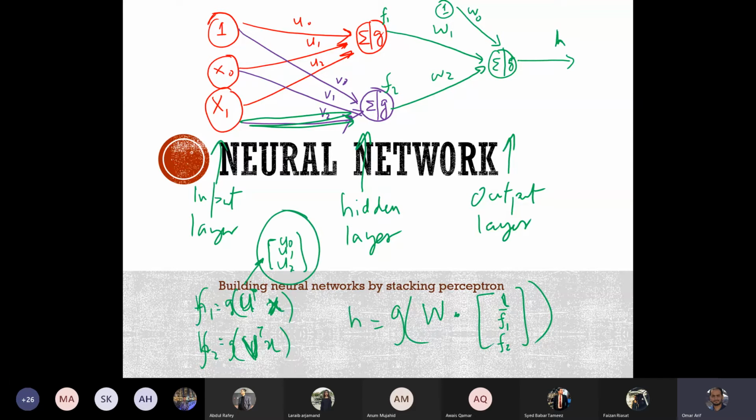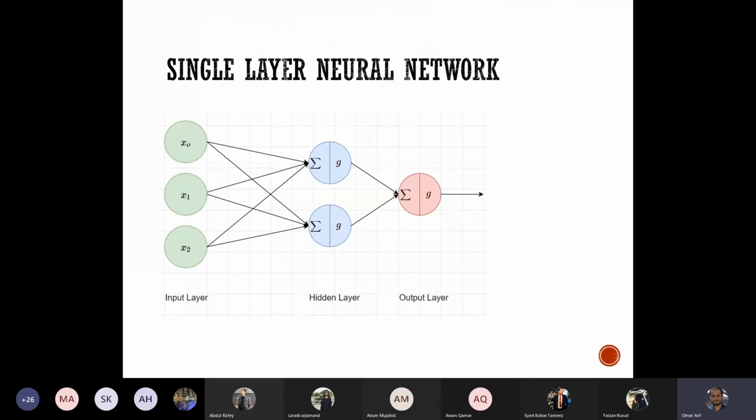Okay? U0, U1, U2, V0, V1, V2, and this one here, and W0, W1, and W2. So we have to learn these 9 weights. Once we know these 9 weights, then we can easily make the prediction using these 9 weights. Okay? This is all we need to make the prediction.